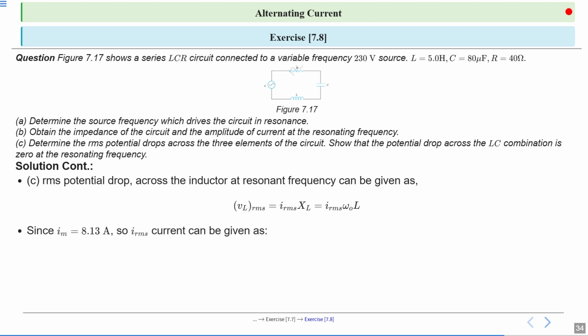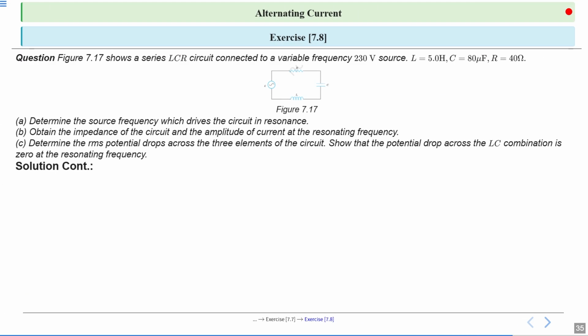Okay, now Im we have calculated as 8.13. So the IRMS current can be given as: the peak value of current we have calculated at resonant frequency, so IRMS will be equal to Im upon root 2, which is equal to 8.13 upon root 2 ampere. Okay, so no need to solve it further. We will solve it in the final expression when we calculate this VL. So keep it as it is, 8.13 upon root 2 ampere.